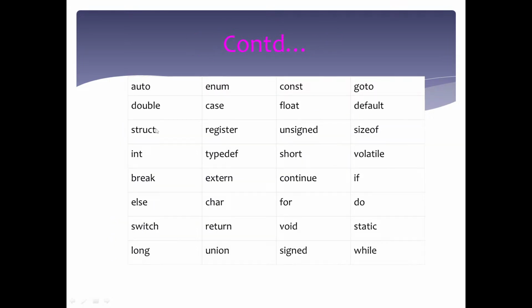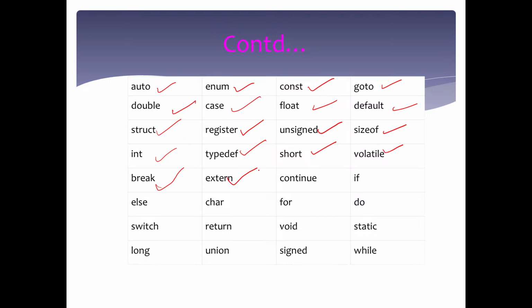See here. Auto, enum, const for constant, goto, double, case, float, default, struct, register, unsigned, sizeof, int, typedef, short, volatile, break, extern, continue, if, else, for, do, switch have predefined meanings.